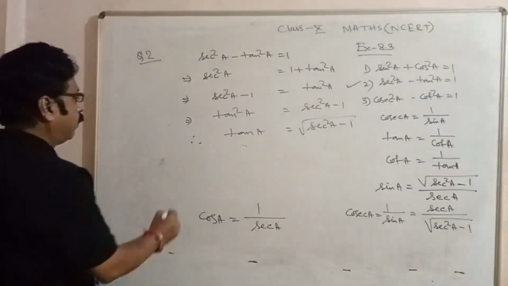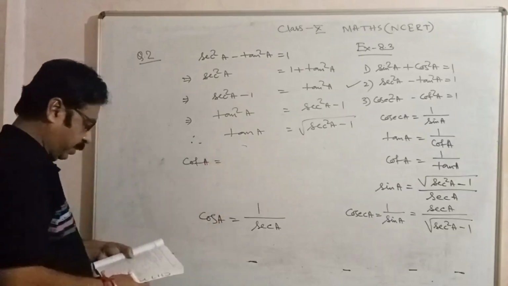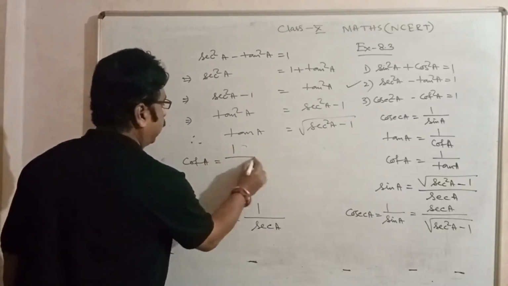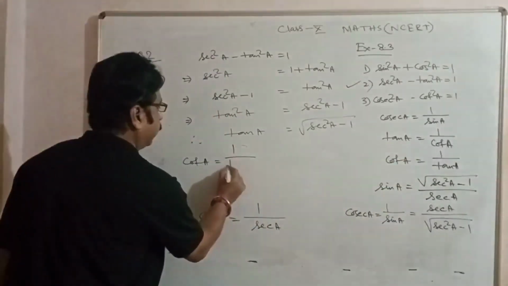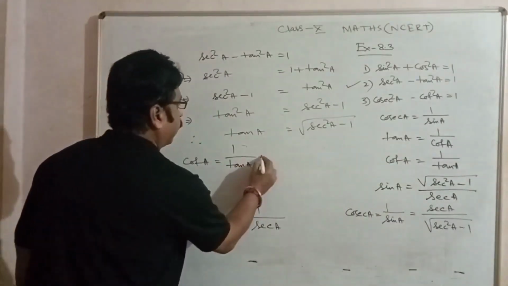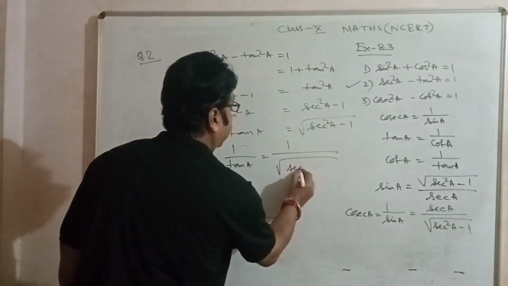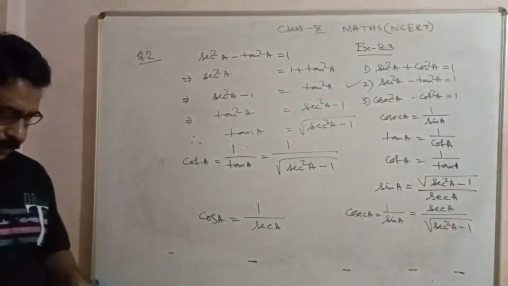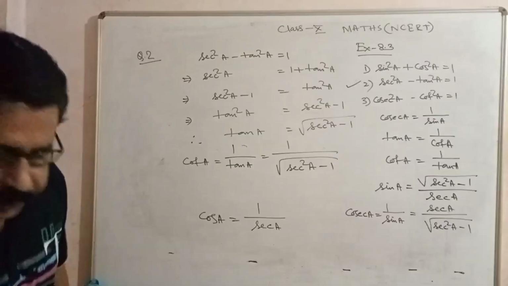Okay. Now cot A equals to 1 upon tan A, reciprocal of tan A. Cot A is 1 upon tan A, means 1 upon under root sec square A minus 1. Now question number 3 will start.